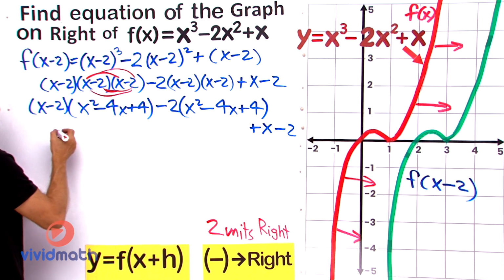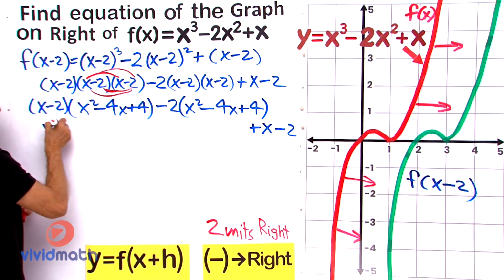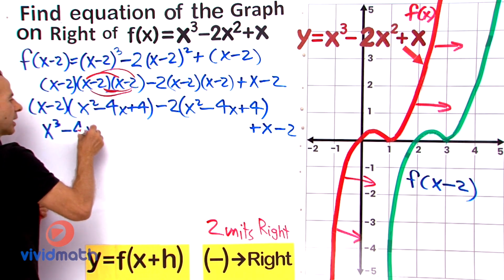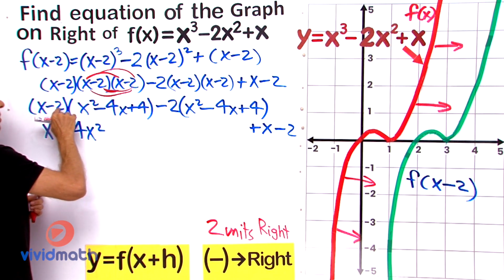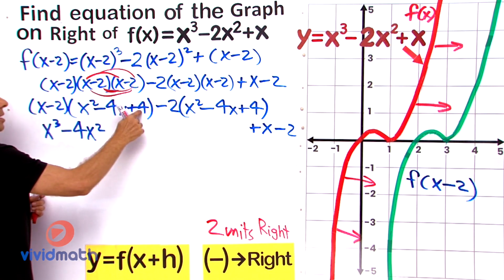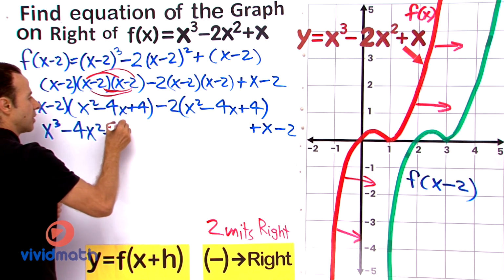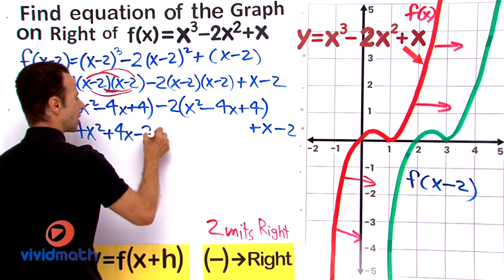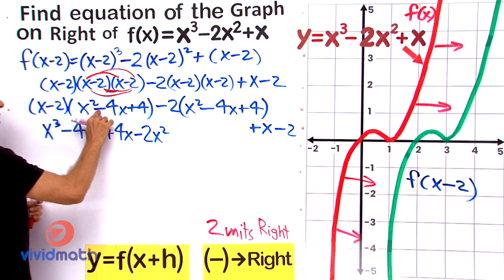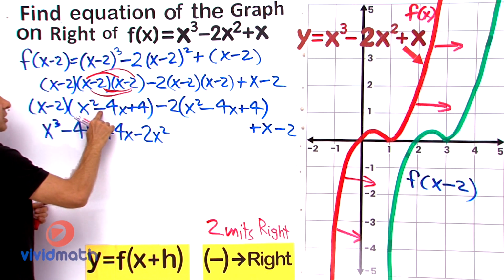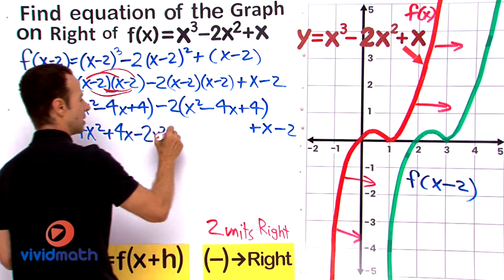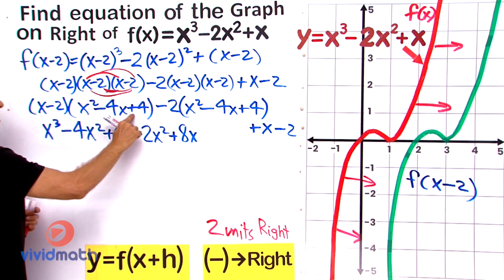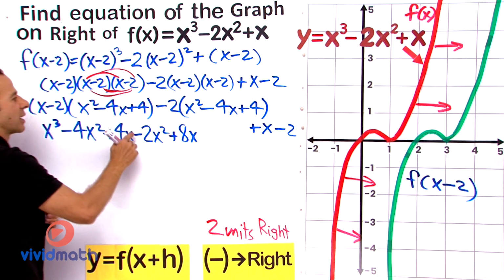So that's going to be x times x squared. That's going to be x cubed. And then it's x times minus 4x. That's going to be minus 4x squared. And then it's going to be x times positive 4. That's going to be plus 4x. Then we're going to go minus 2 times x squared, minus 2 times minus 4x. That's going to be a positive 2 4s are 8x, plus 8x. And then we got minus times a positive is minus 2 4s are 8.